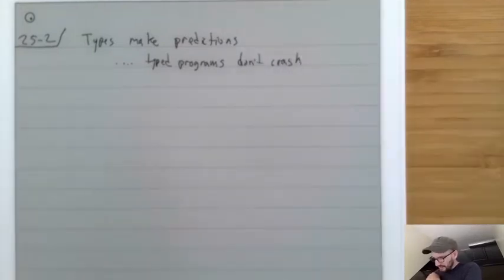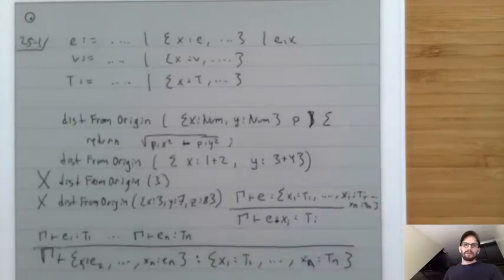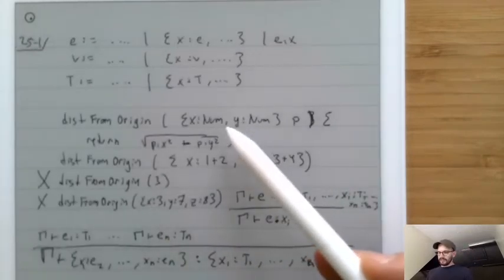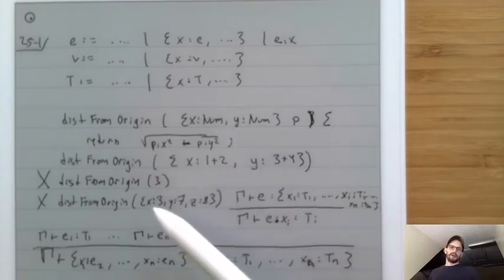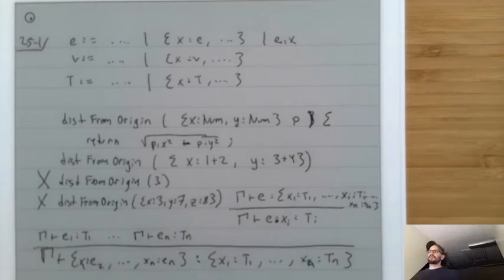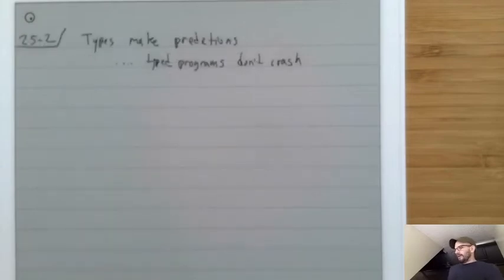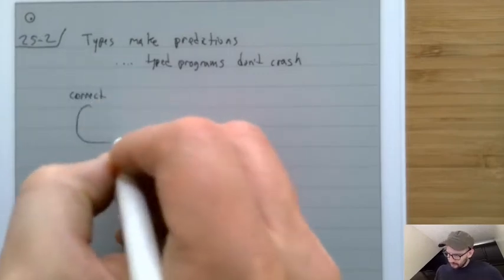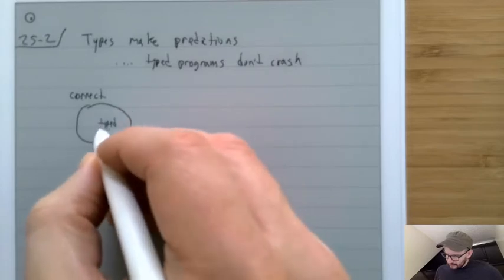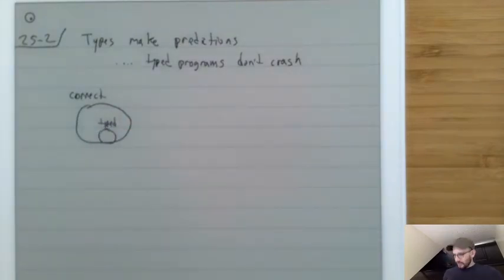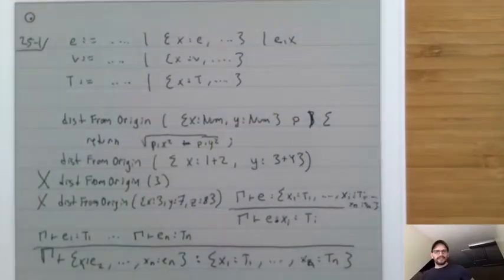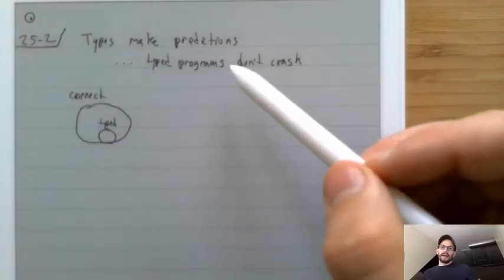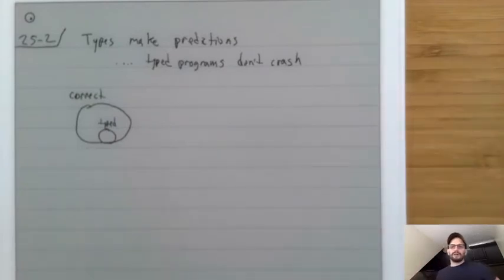And this program right here does not crash when we call it with an object that has an X, a Y, and a Z. So what should we make of that? Is that okay or is it not okay? Well, from one perspective, we could just go back to saying that there's all sorts of correct programs, and only some of them are typed. And that's fine. So this rule, as I've written it, is fine. It basically rejects programs that are correct, i.e. that don't crash, but we could imagine a better system.